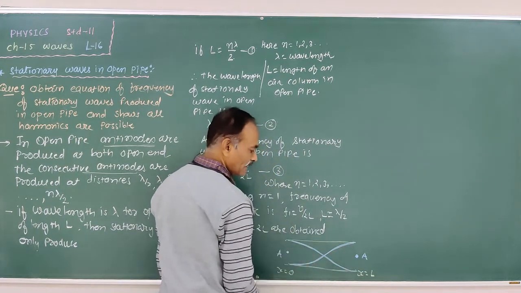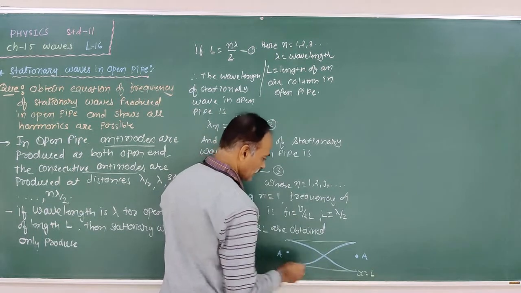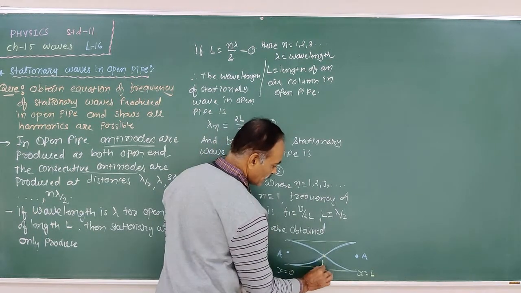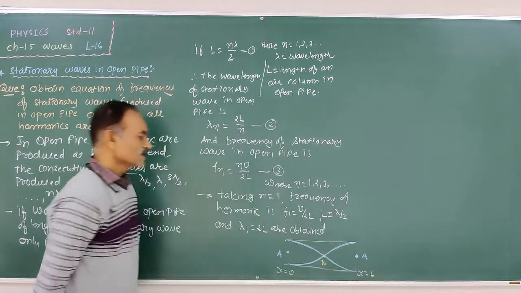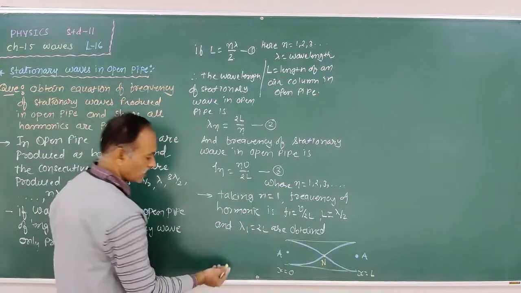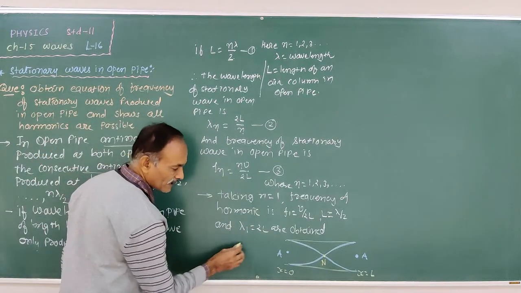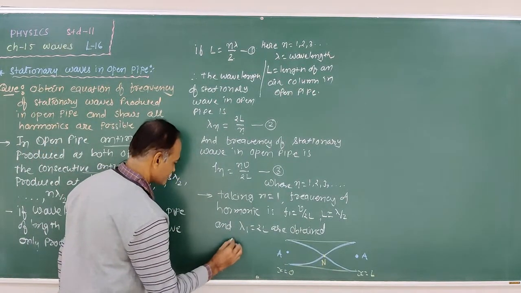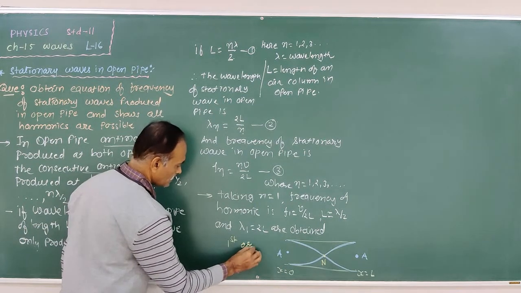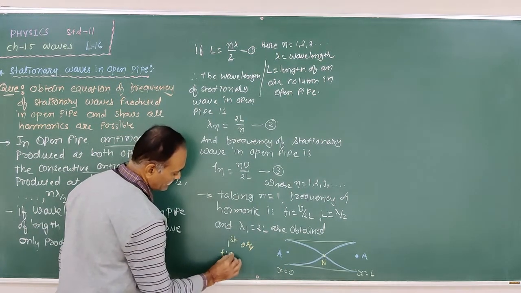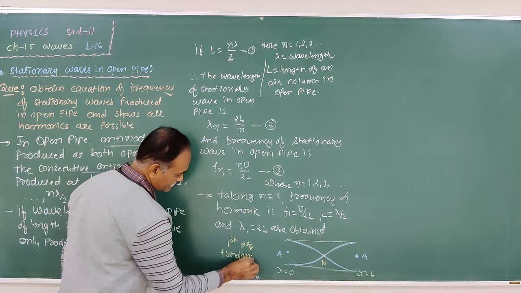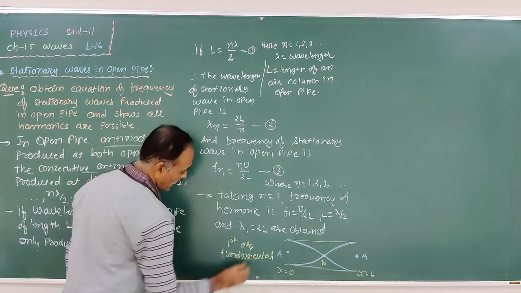So at both ends, the antinodes are produced while this point is the node point. So that is the first one, the fundamental harmonic.